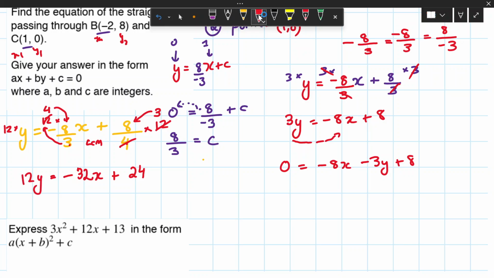On the other side, I have 12y. So if you have two different denominators, look for their LCM if you are looking to get rid of the denominator at the same time.